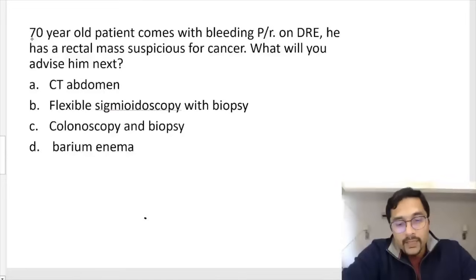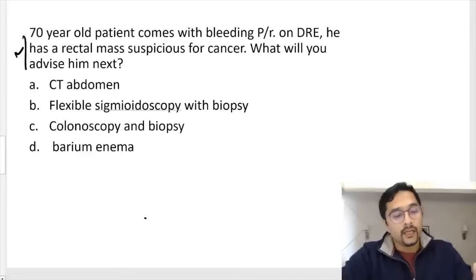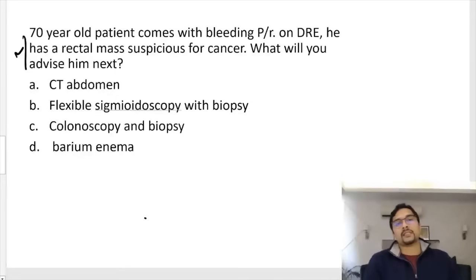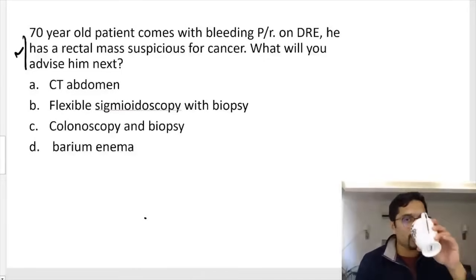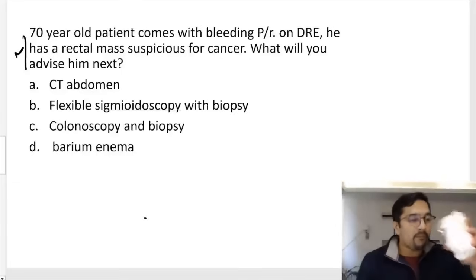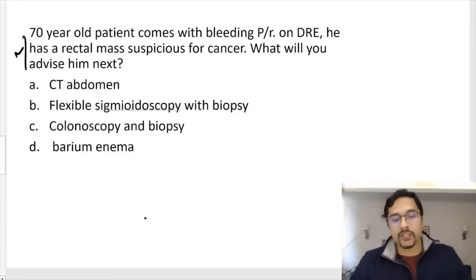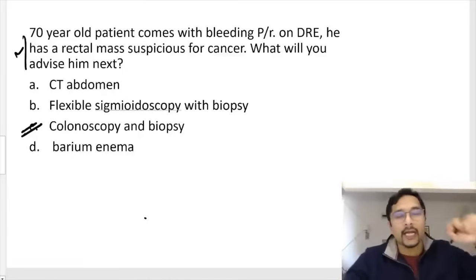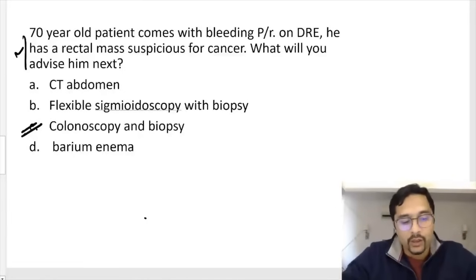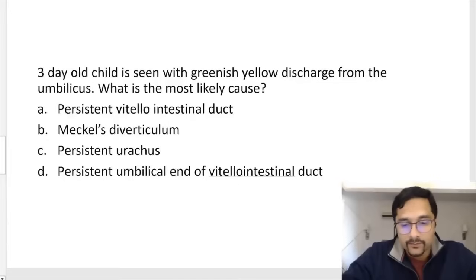70-year-old male comes with bleeding per rectum. There is a mass suspicious for cancer. What will you suspect? What will you suggest? So if we have a suspicious growth in the rectum and we want to confirm the diagnosis, what will we do? Sigmoidoscopy or colonoscopy? So in these patients, we should carry out a colonoscopy because we should see the entire colon. Sometimes there can be multiple tumors, so it's worthwhile seeing the entire colon.